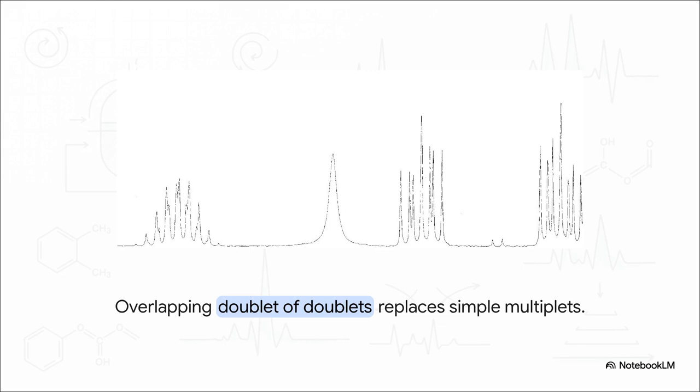Instead of the N+1 rule giving us a neat little multiplet, each of these individual protons has a geminal coupling to its partner, plus 2 separate vicinal couplings to the neighboring carbons. The end result? Each proton shows up as a doublet of doublets of doublets. It is overlapping, it is incredibly messy, and the N+1 rule is completely useless to us here.